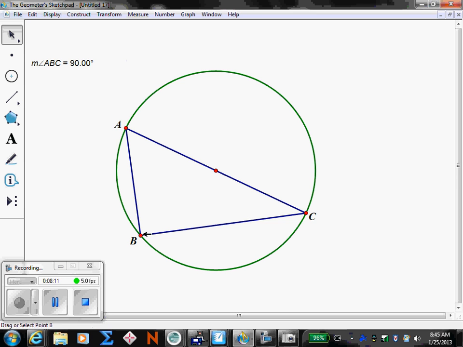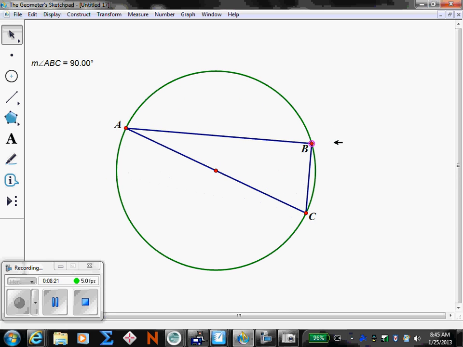So if you look for the diameters of a circle, you should be able to find right angles. And look, I can slide B wherever I want it to be, and it stays a right angle because its intercepted arc will remain a semicircle.